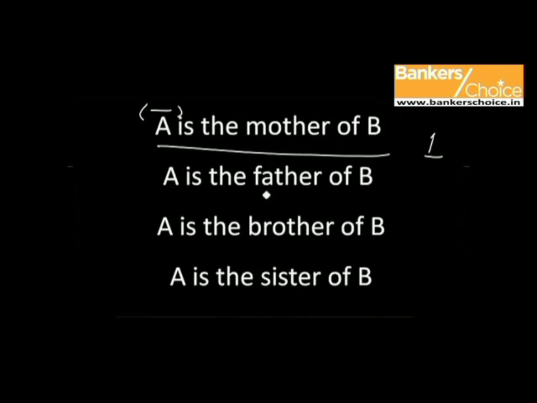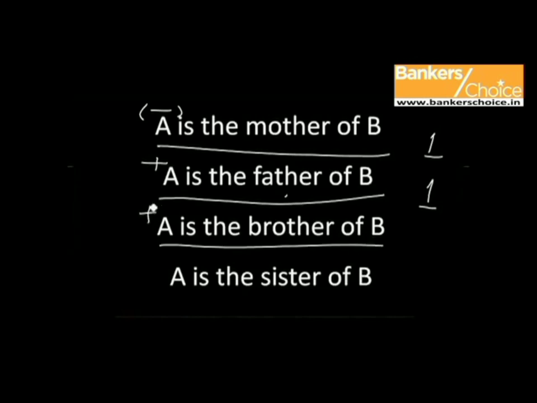Similarly, if A is the father of B, I can say that A is a male person and the generation gap between A and B is also 1. Likewise, if A is the brother of B, A becomes a male person and the generation gap between A and B here is 0. And the same thing can be followed for A is the sister of B.